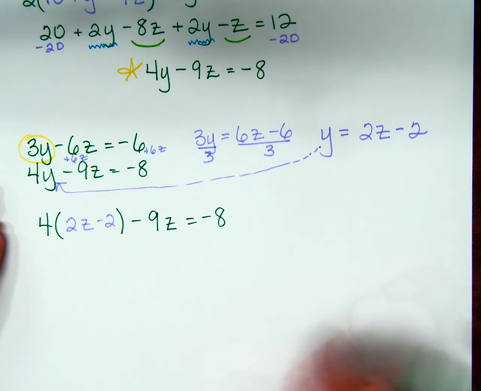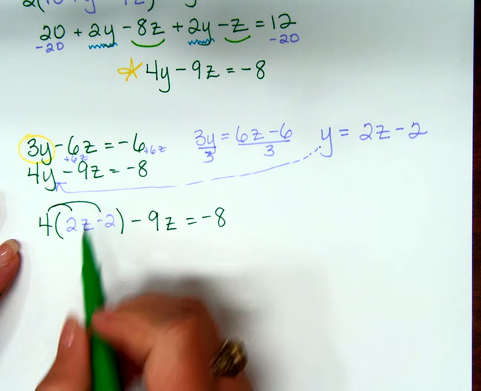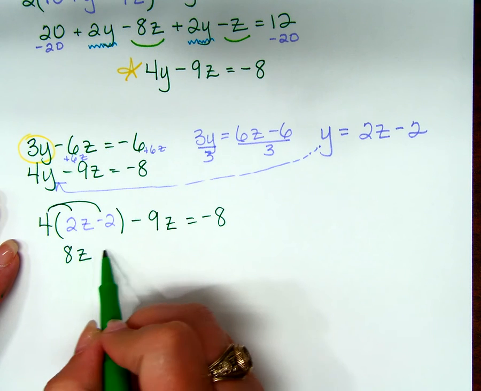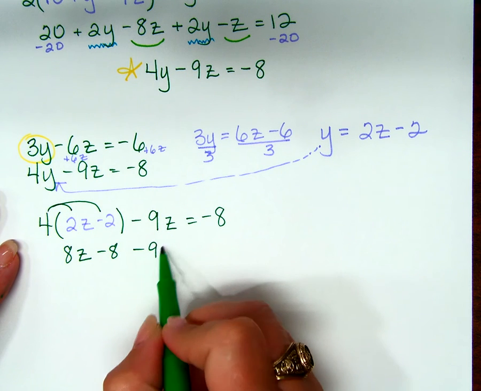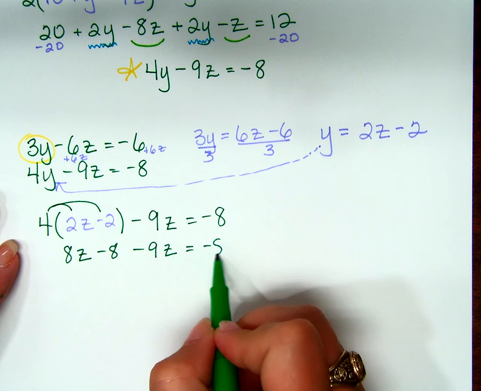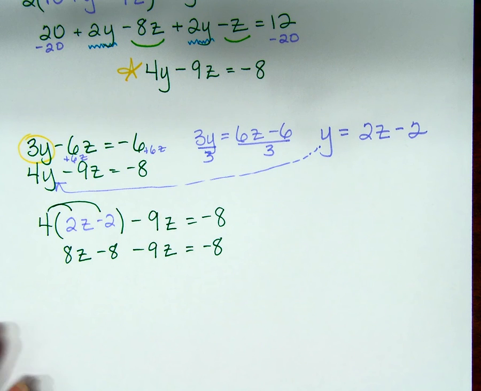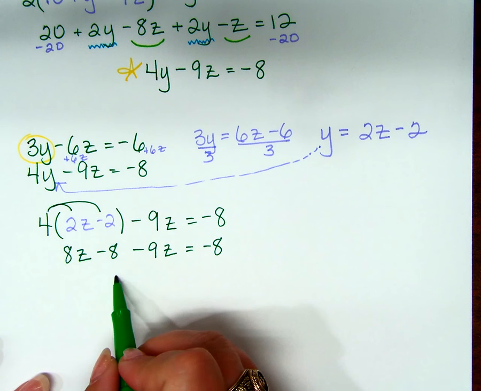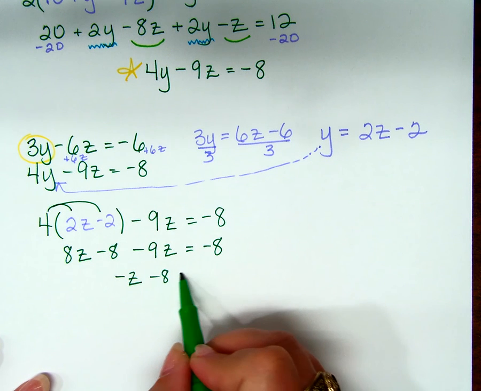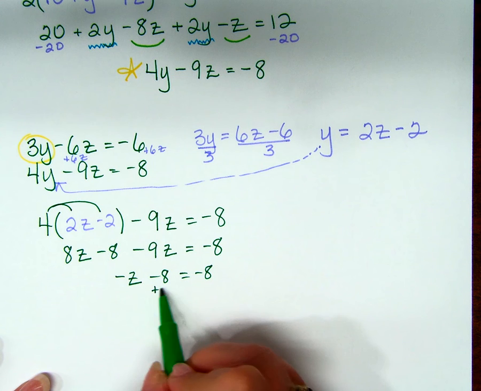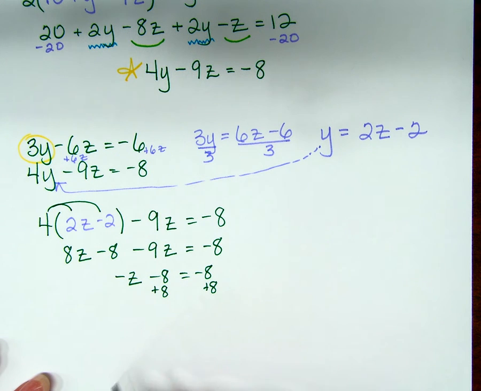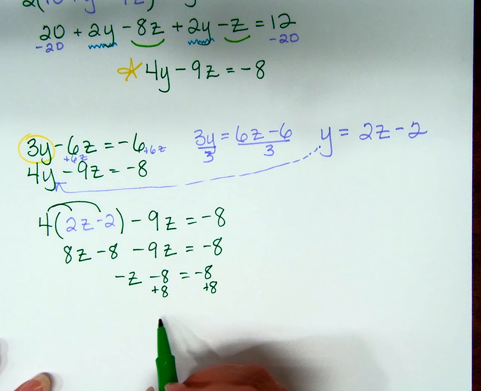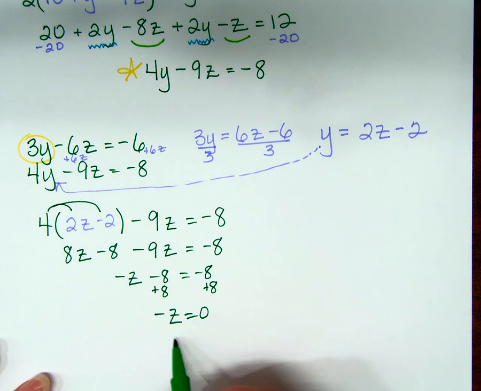Same thing as I was doing before, distribute here and here. 8z minus 8 minus 9z equals negative 8. If I combine my like terms, I get negative z minus 8 equals negative 8. And if I add 8 to both sides, negative z equals 0. So what does z equal? 0.